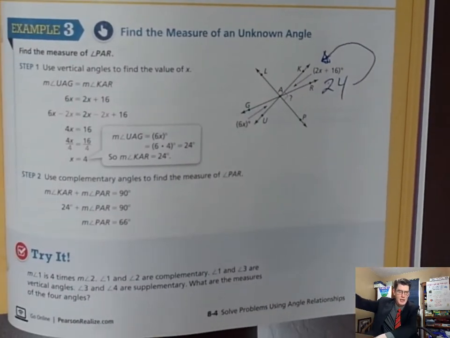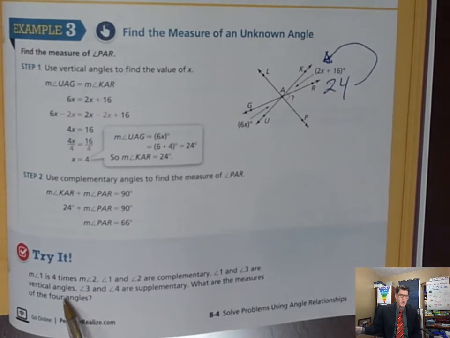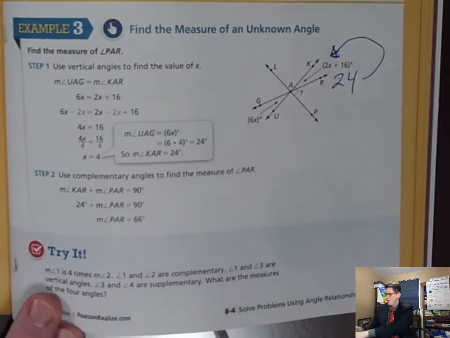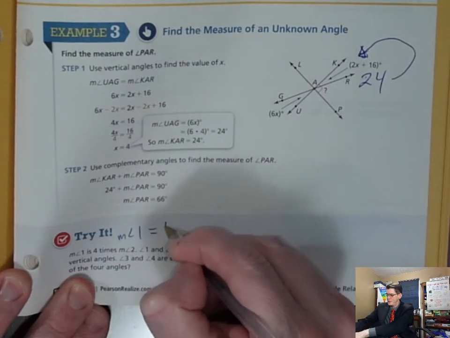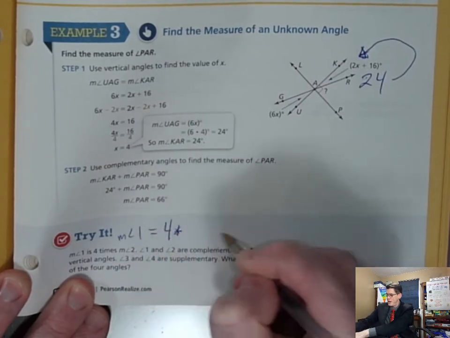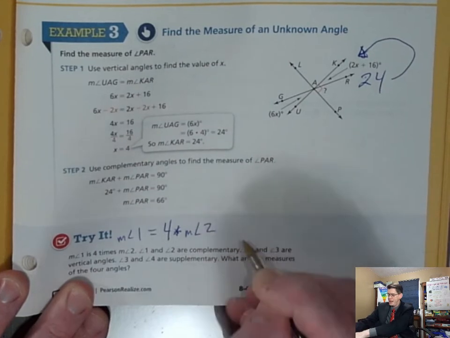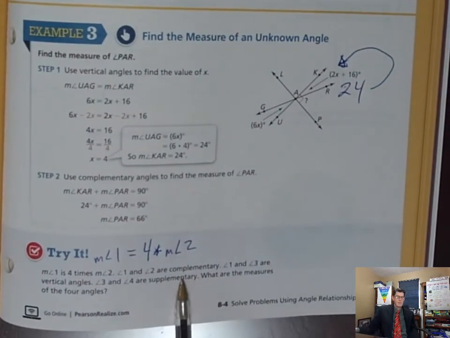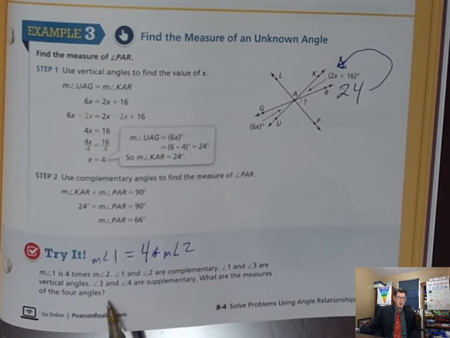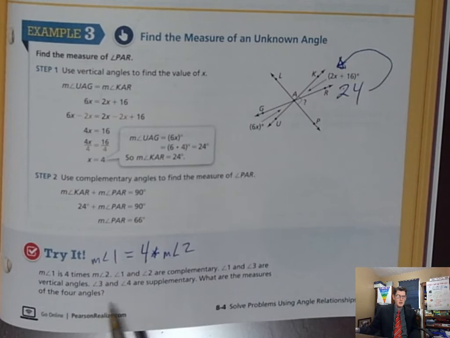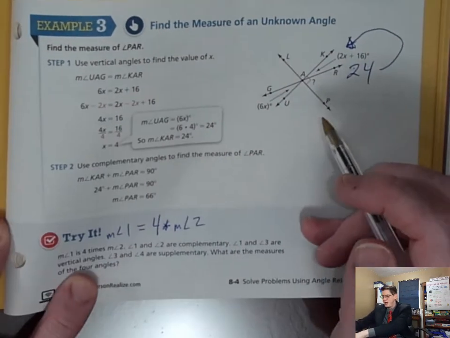Okay, try this one down here. If the measure of angle 1 is 4 times the measure of angle 2, and 1 and 2 are complementary, 1 and 3 are vertical, and 3 and 4 are supplementary, what are the measures of the 4 angles? You can even draw a picture if you need.